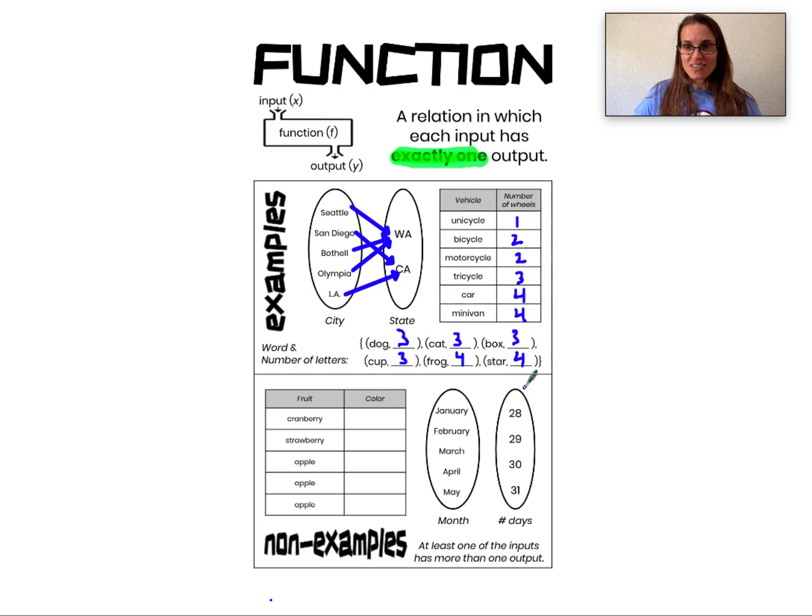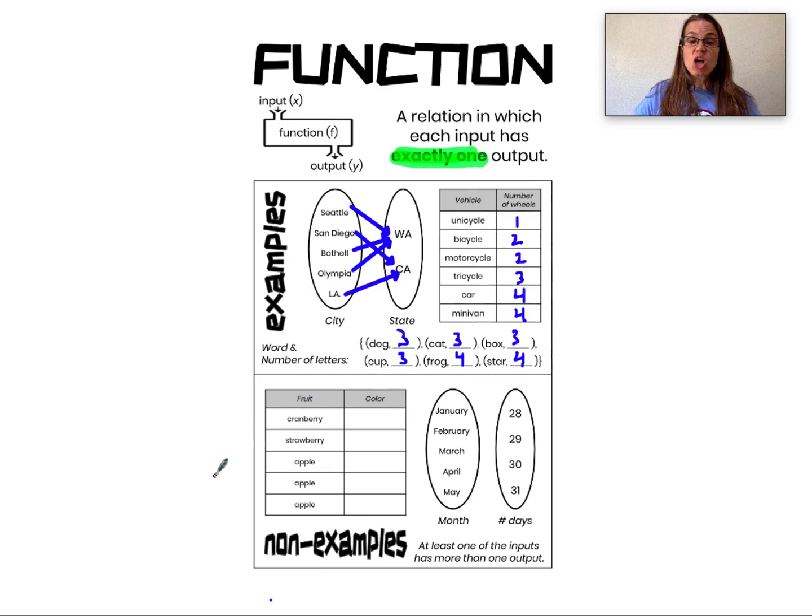This is a function. Given a particular input, a particular word, there are always the same number of letters in that word. It's okay that there are a lot of 3-letter words. It's okay that dog and cat and box and cup are all inputs with an output of 3. What's important is that the input of dog has exactly 1 output, 3. The input of cat, exactly 1 output, 3. Okay, those are examples of functions. For each input, there is exactly 1 output.